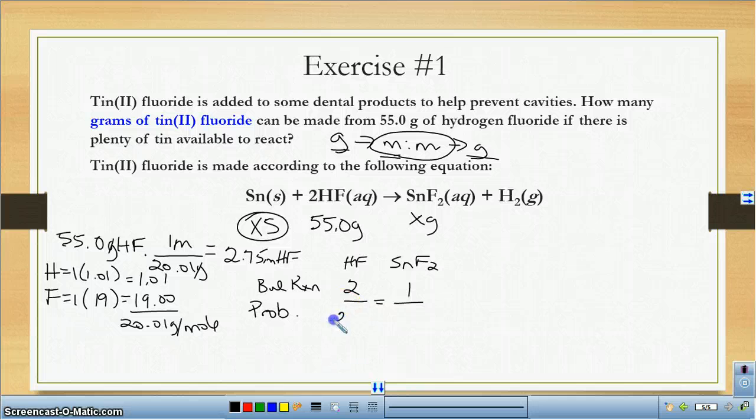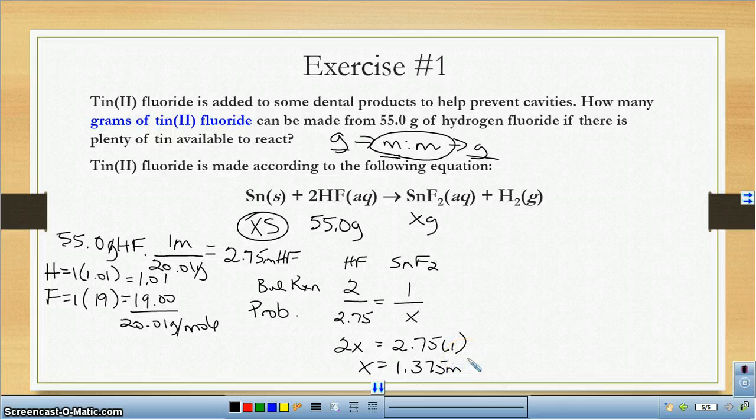and I have 2.75 moles of hydrofluoric acid, and I need to know how much tin(II) fluoride that's going to make. So I take and cross multiply and solve for x. So 2.75 divided by 2 is going to be 1.375 moles of SnF2. And just as a check, if you go back and look and take time to set it up this way, the x is under the tin(II) fluoride, and that's what I solved for. Now I've gone from a mole to mole ratio, and my answer asks for grams.